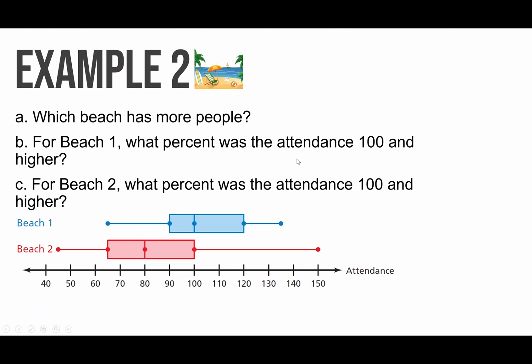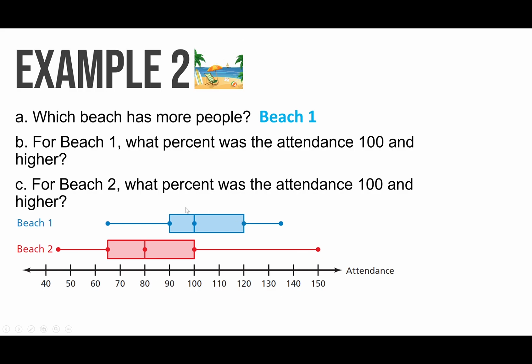Okay, let's take a look at example number 2. Which beach has more people? If you take a look at these two box and whisker plots, this is beach 1 right here, the blue one, and beach 2 is the red one. So which one has more people? What do you think? Okay, I know some of you guys are thinking, oh, beach 2, because it has this whisker all the way at 150. No, that's wrong. It's actually beach 1.